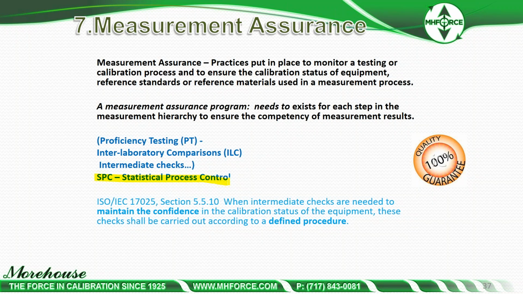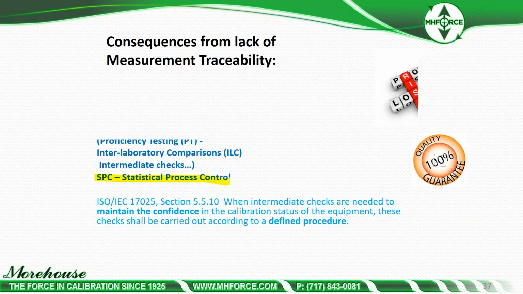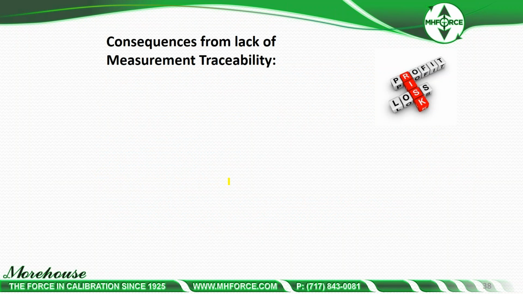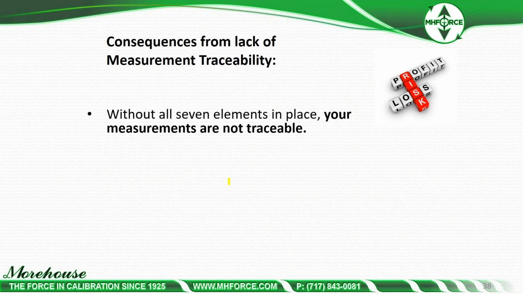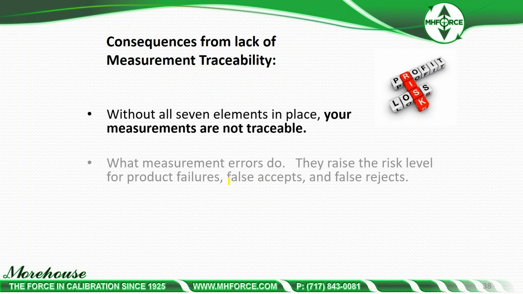So again, statistical process control, very good. We have a class on it May 10th. Consequences from the lack of measurement traceability. Well, you have profit, you have risk, and you have loss. So without all 7 elements in place, your measurements are not traceable. That's a problem. That puts you out to possibly recalling lots of equipment.